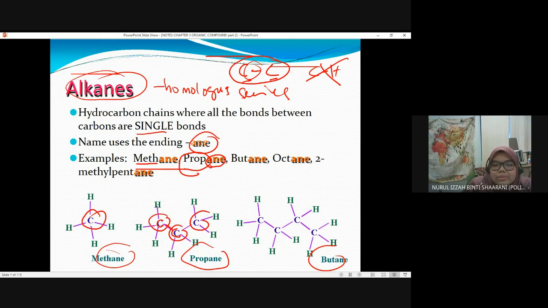It's the same with butane. But is the prefix for four carbon, and then we have 1, 2, 3, 4 here. And then the ending is A and E, and so on. This is a basic example. Later on we're going to take a look at the nomenclature.